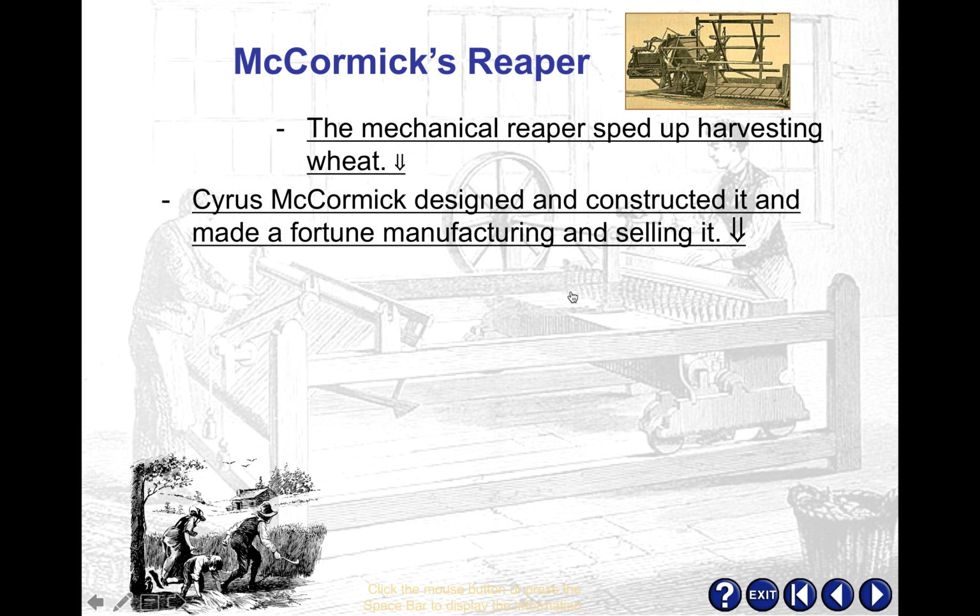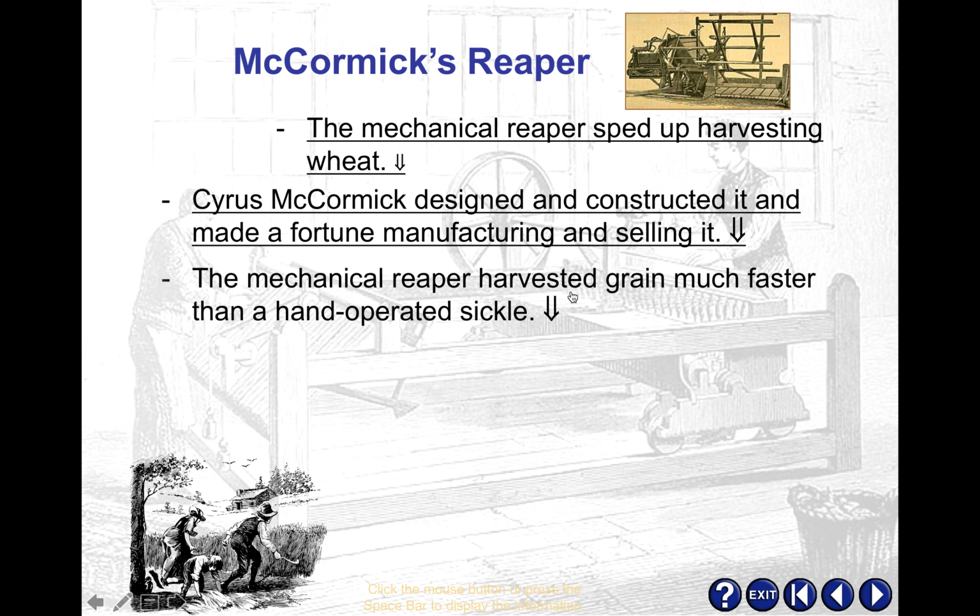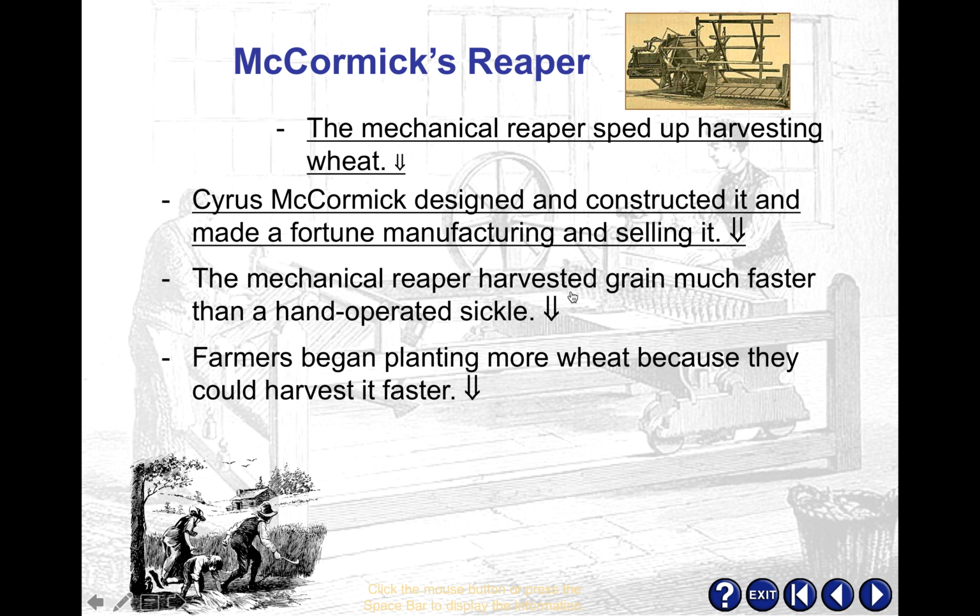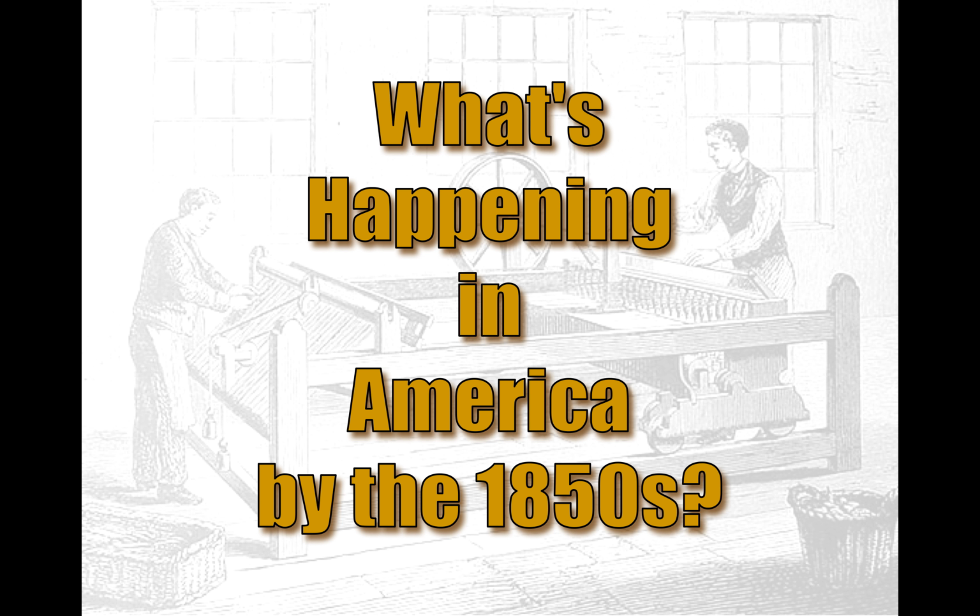It sped up harvesting wheat, and he designed and constructed it and made a fortune manufacturing and selling the reaper. The reaper harvested grain much faster than a hand-operated sickle, which is a type of curved knife on a stick. Farmers began planting more wheat because they could harvest it a lot faster. Growing wheat became profitable, not only for America, but for other parts of the world, because America became the number one exporter of grains and wheats.